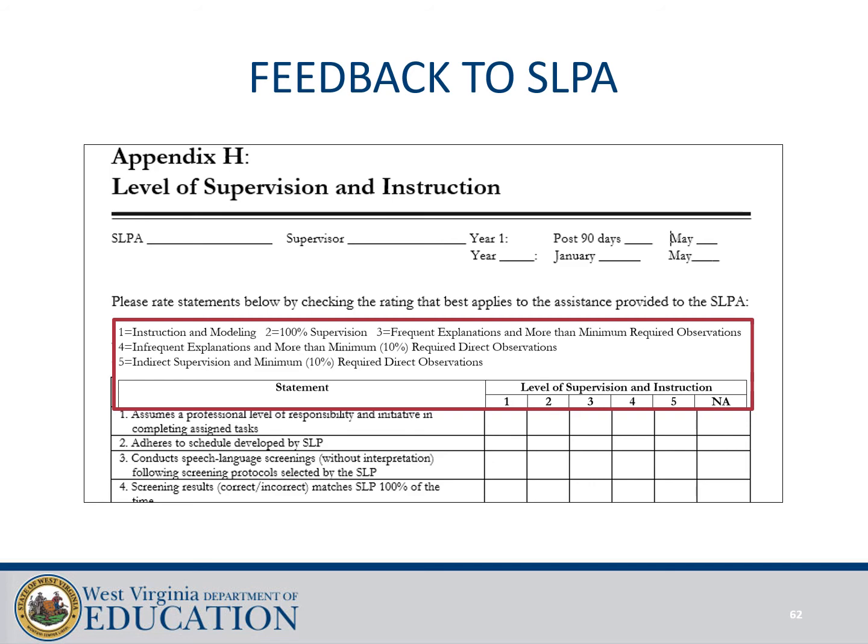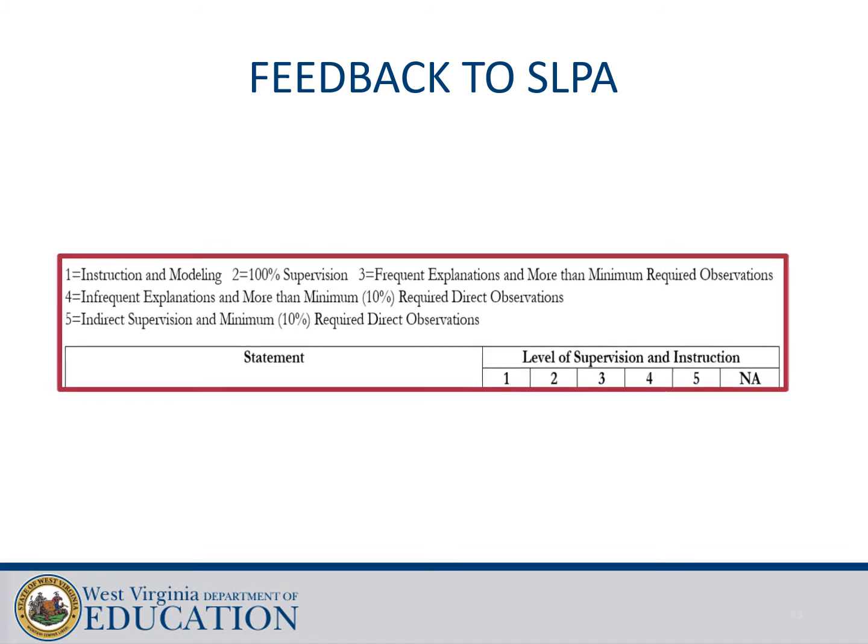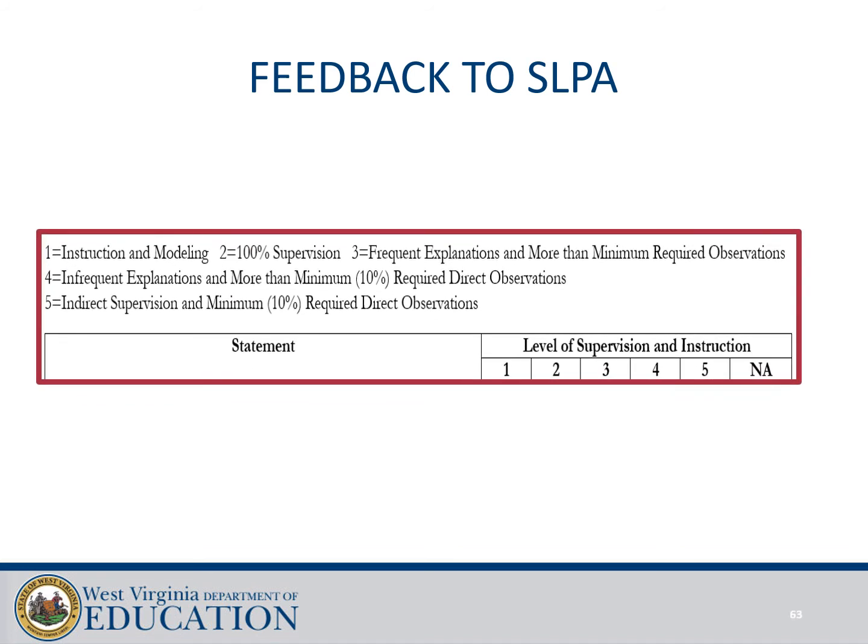Next, you will see a rating scale along with explanations. A rating of 1 would indicate that you're providing the instruction to the student and you're modeling for the SLPA. 2 is when you're there and you're providing 100% supervision. 3 is where you would have frequent explanations and more than the minimal required observations. 4, you're explaining less, but you're still more than the minimum 10% required direct observations.